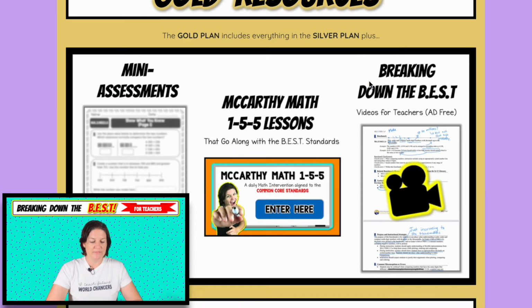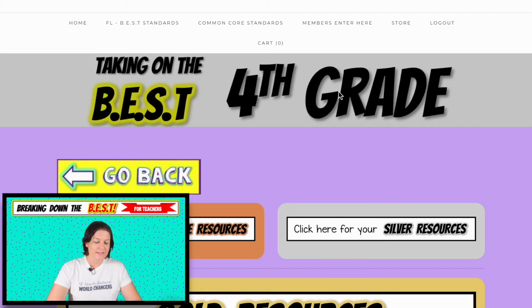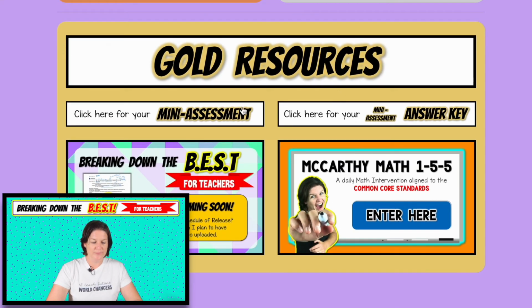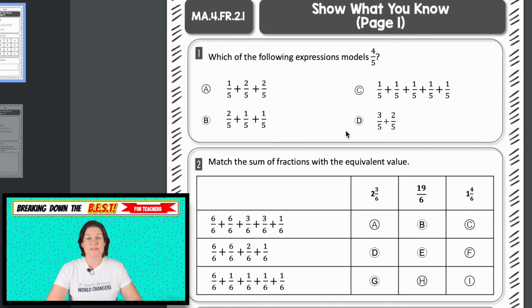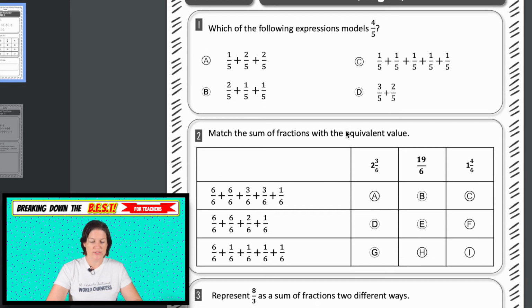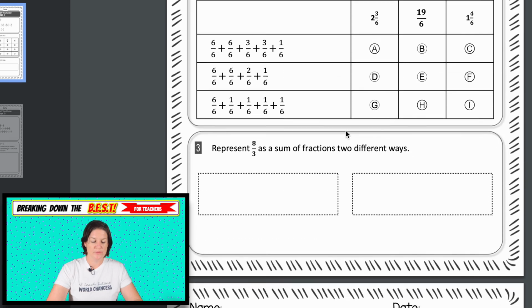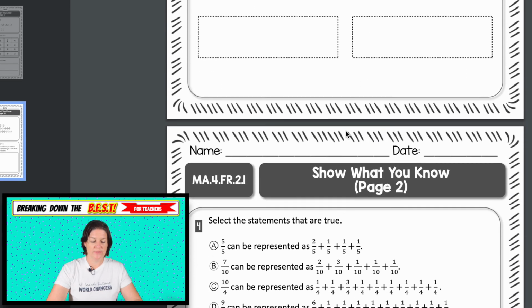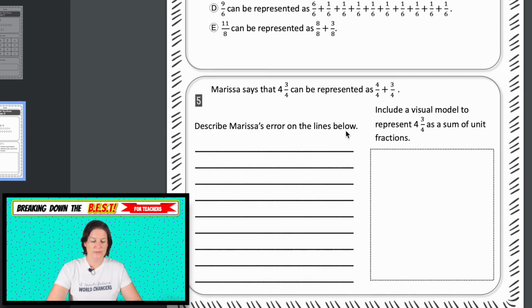And then finally, we have the gold plan, which has access to everything, including a mini assessment that's aligned to the standard. These mini assessments are about 4 to 5 questions. I think this one is 5 questions, and you'll see a variety of question types here. Just kind of scroll through so you can see. There's an answer key for this one as well.